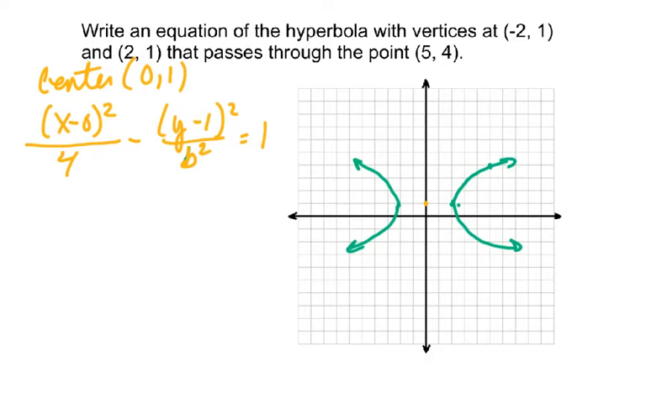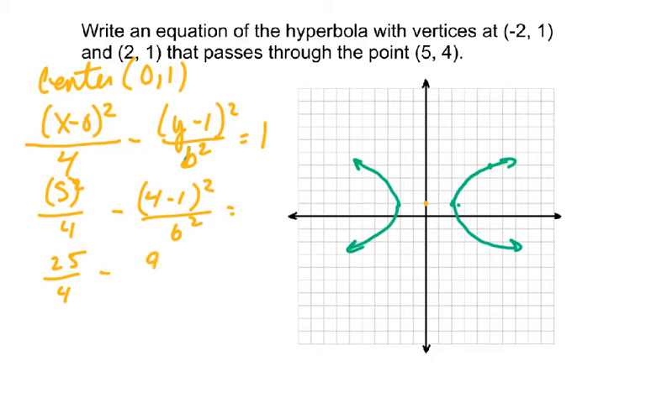So we have 5 squared over 4 minus (4 minus 1) squared over b squared equals 1. So 25 fourths minus 9 over b squared equals 1. If I subtract 25 over 4 from both sides, I get negative 9 over b squared. And then the 1 would be 4 over 4, so we get negative 21 over 4. Multiply both sides by a negative, and you can make those both positive. And then we're going to cross multiply and solve from there.